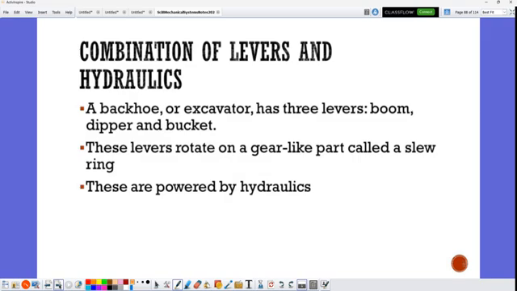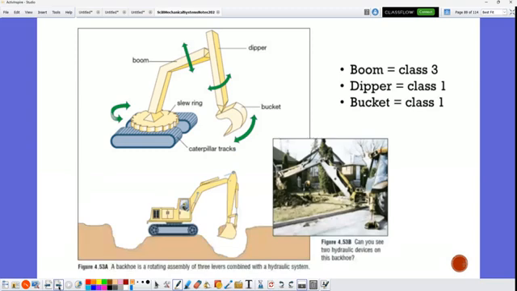A backhoe or excavator has a boom, dipper, and bucket. These rotate on gear-like parts called a slew ring. These are powered by hydraulics. Okay? And so you could see we have levers and gears, two kinds of levers, class 1 and class 3. Actually, then there's also the dipper, and there's hydraulics, all these being put together to do work.